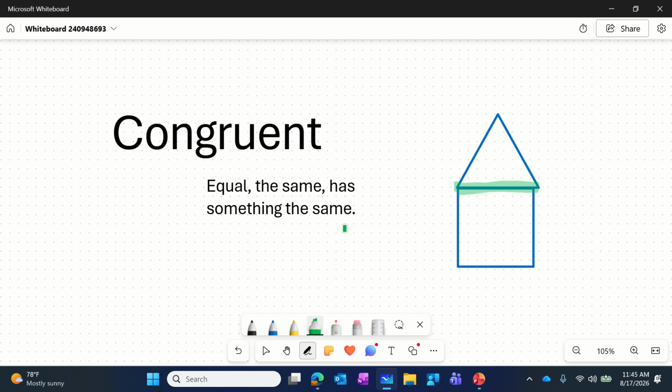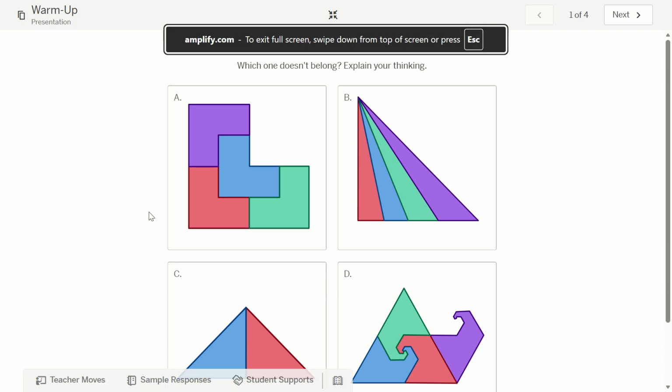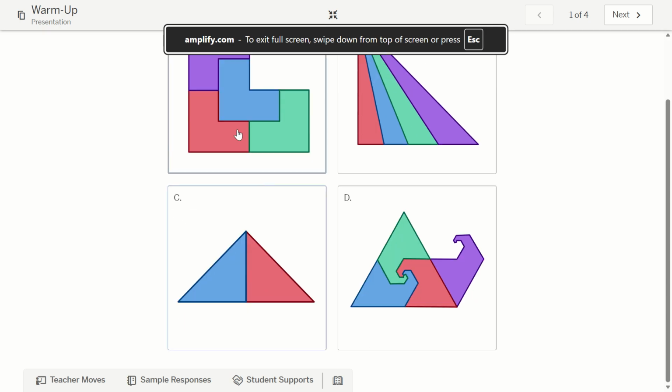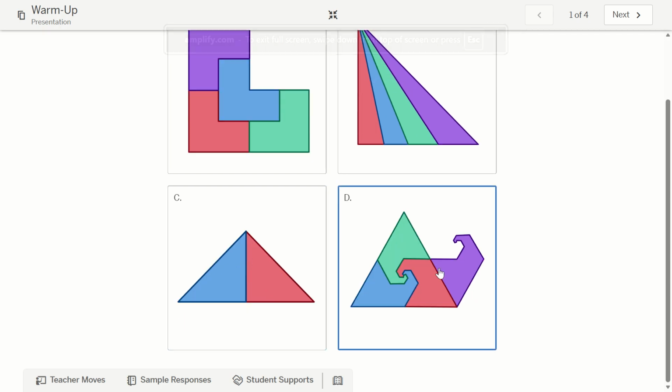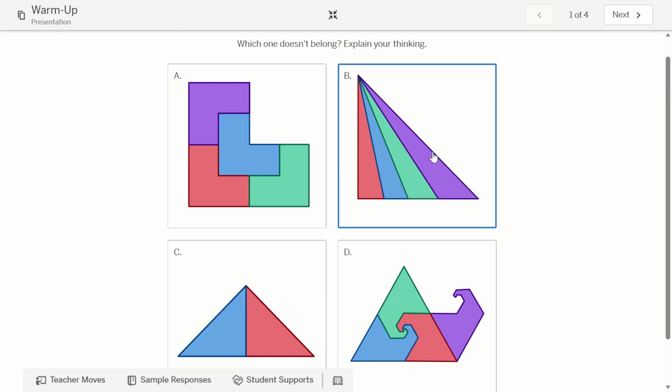So again, congruent means equal, the same, or has something that is the same. For a square, all four sides are equal, right? That means all four sides are congruent. Okay? So going back to our example here, example A, example C, example D, all have congruent shapes except for B. B, those shapes are not congruent, which means they are not equal. Okay?